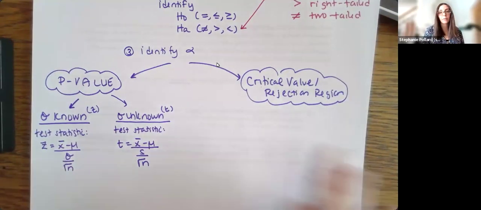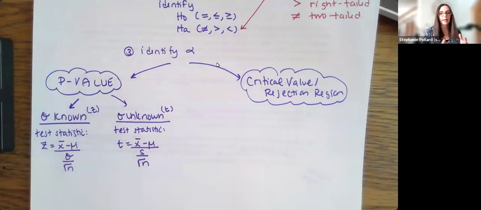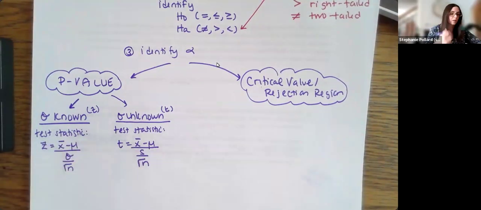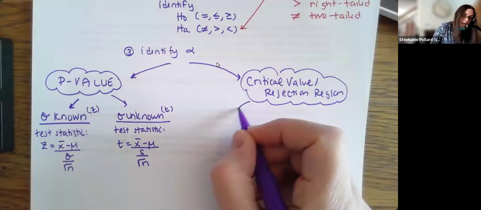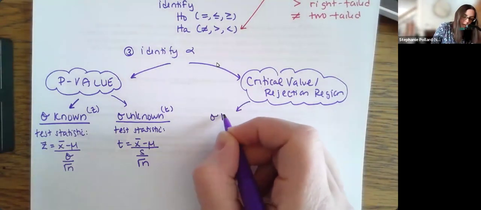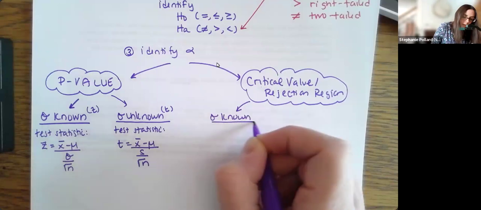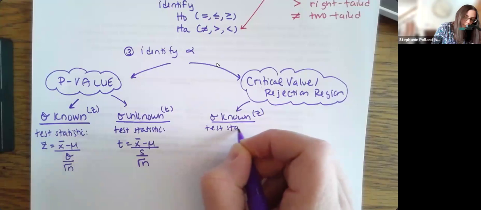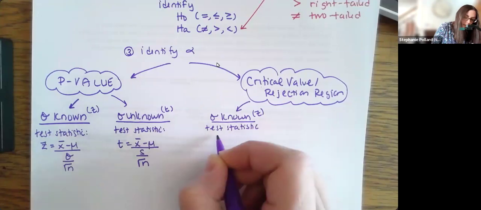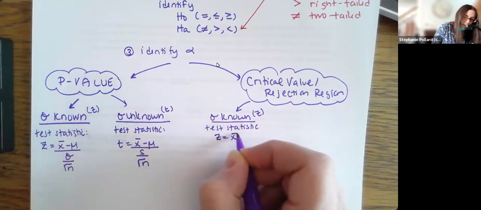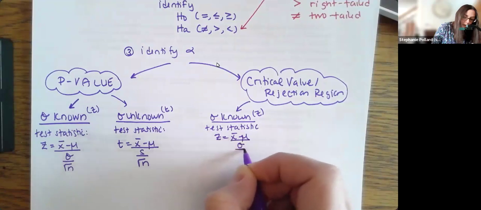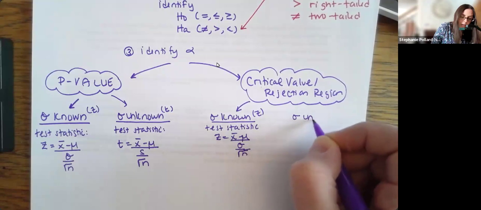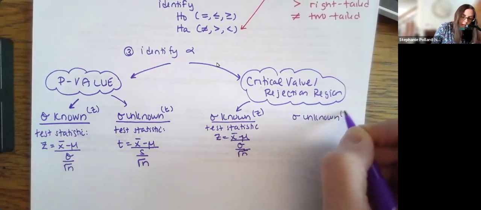And actually, it's the same step for critical value as well. So again, it's almost the same process in both cases. It's just noting, do you have a z or a t that you're using? So over here, if sigma is known, then you're using z. So your test statistic is z equals x bar minus mu over sigma over root n. Or if your sigma is unknown, then you're using t.